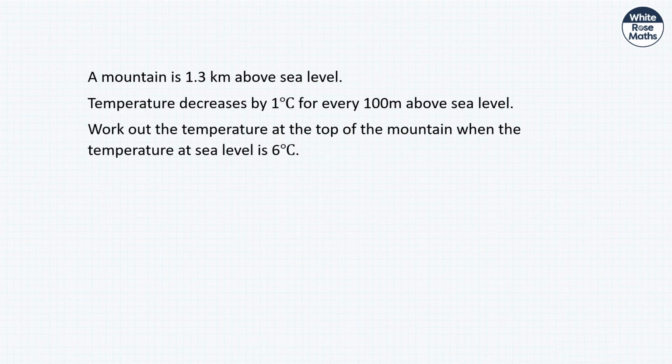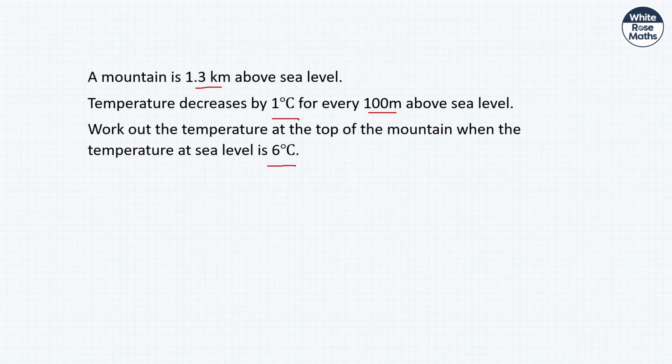There we go. Okay, this next one. A mountain is 1.3 kilometers above sea level. Temperature decreases by 1 degree for every 100 meters above sea level. So we've got to be very, very careful here. Work out the temperature at the top of the mountain when the temperature at sea level is 6 degrees. So we're going to be very careful actually.